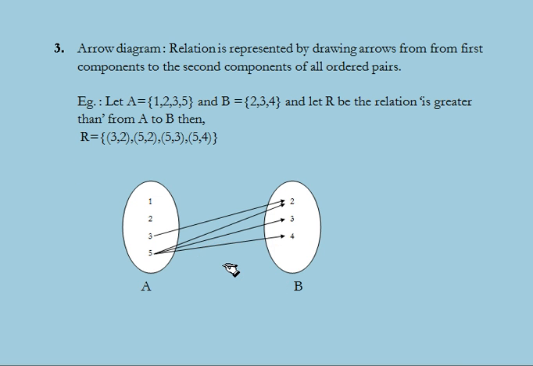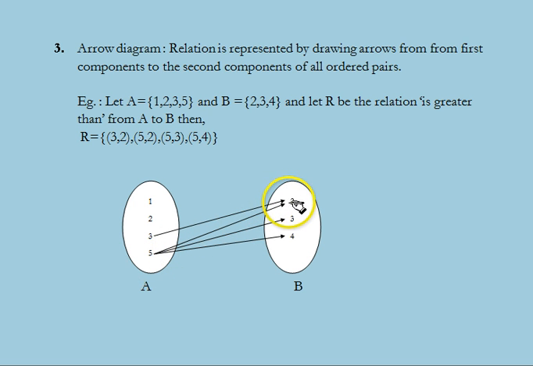Now here the set A consists of elements 1, 2, 3, 5 and B contains 2, 3, 4 as its elements. As we know, the relation "greater than" gives us the ordered pairs of R as shown. Now, since 3 is related to 2, we draw an arrow from 3 to 2.